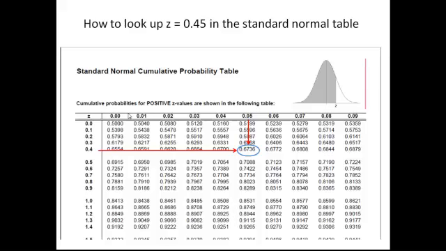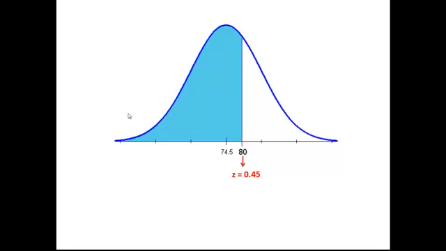Let me show you how it works. Back to our image. This number 0.6736 represents that fraction of the normal curve that's shaded in this turquoise color.